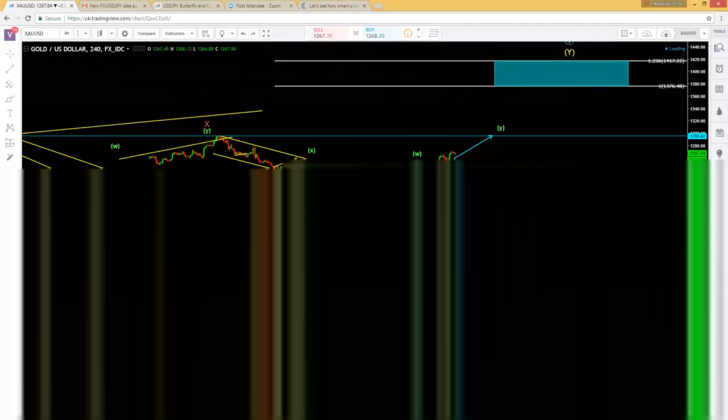So what you do is wait for a correction or a retest. This correction can even be here along the trend line. But as long as it corrects, when it breaks, you take the trade all the way up. So we're expecting strong oil.